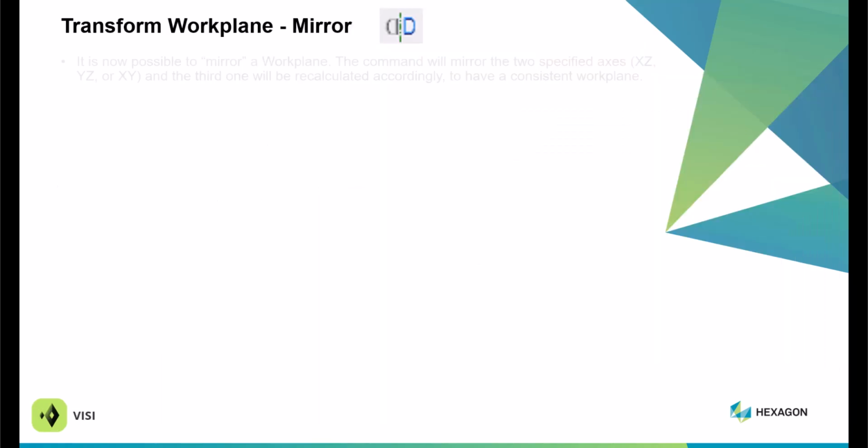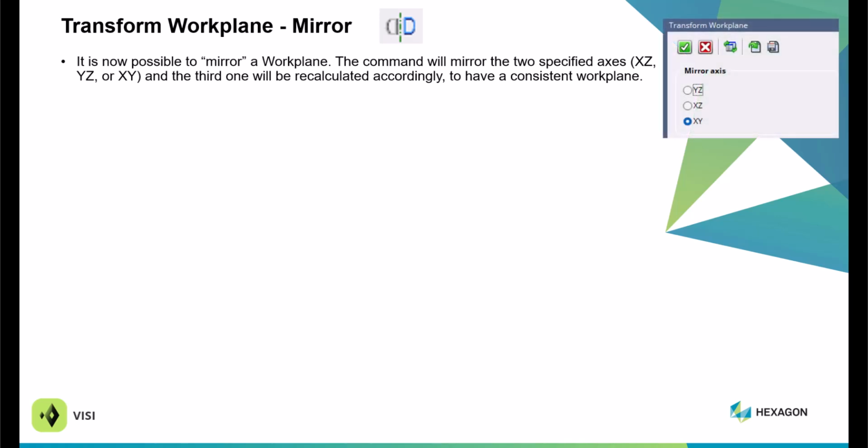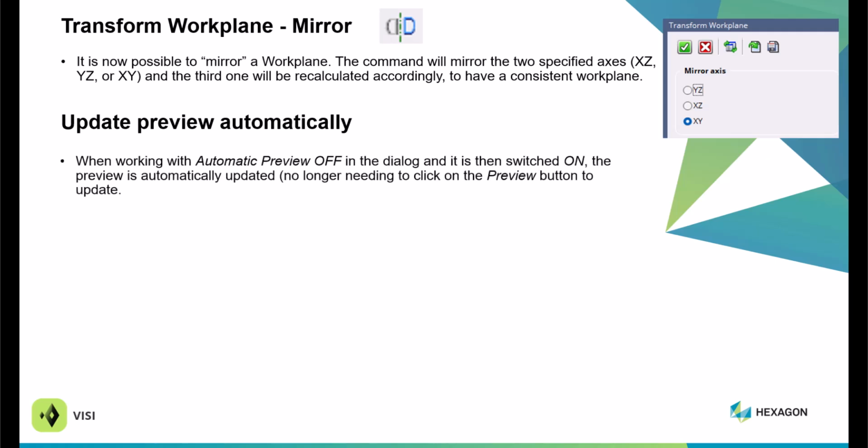Transform workplane mirror. There is a new option within the transform workplane to be able to mirror workplane. This allows you to mirror workplane via the XZ, YZ, and XY. When it comes to updating previews automatically, you have the ability to turn this option off and on. There is no longer the need to click the preview option.